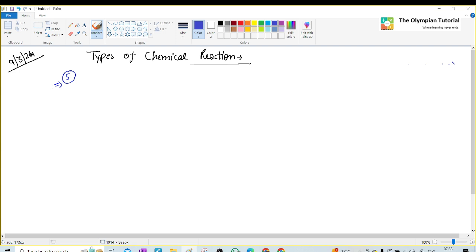where heat is given out along with the formation of a single product.